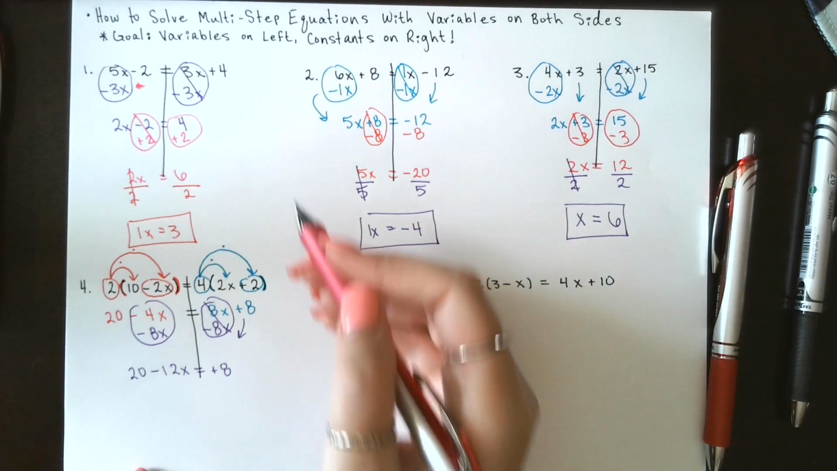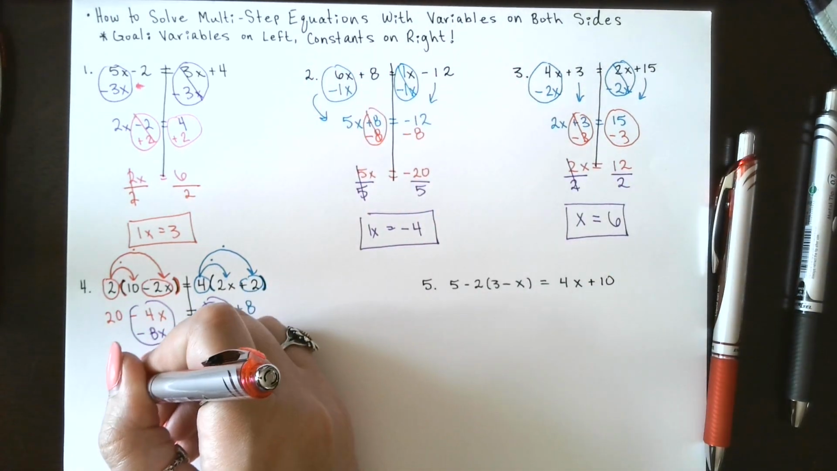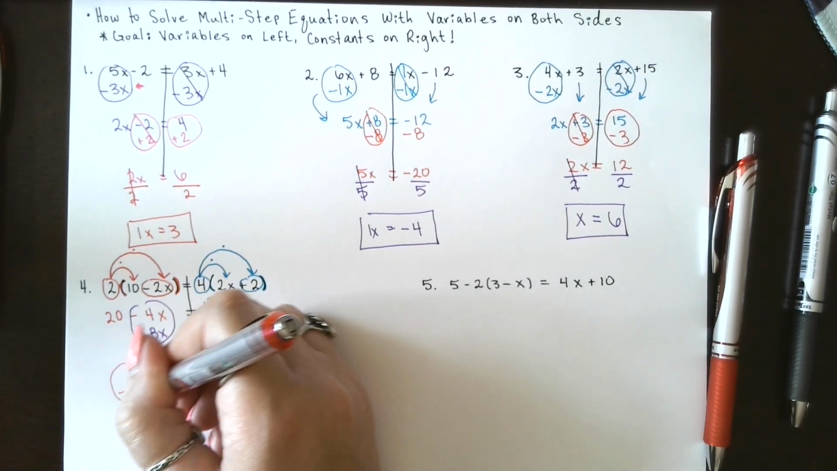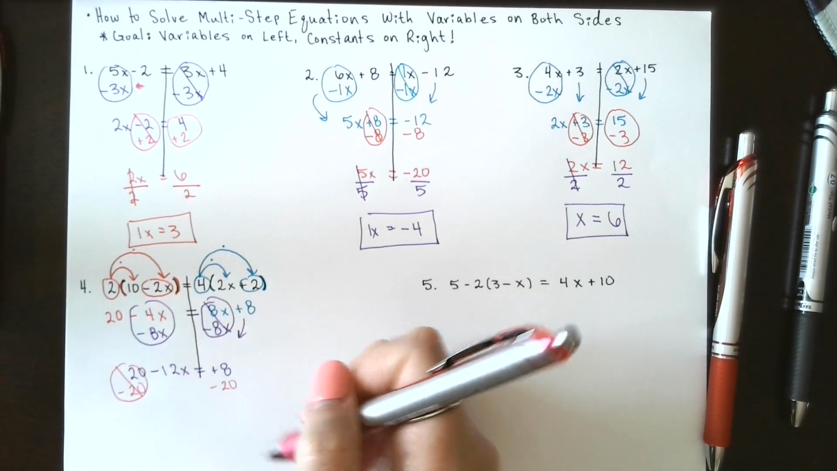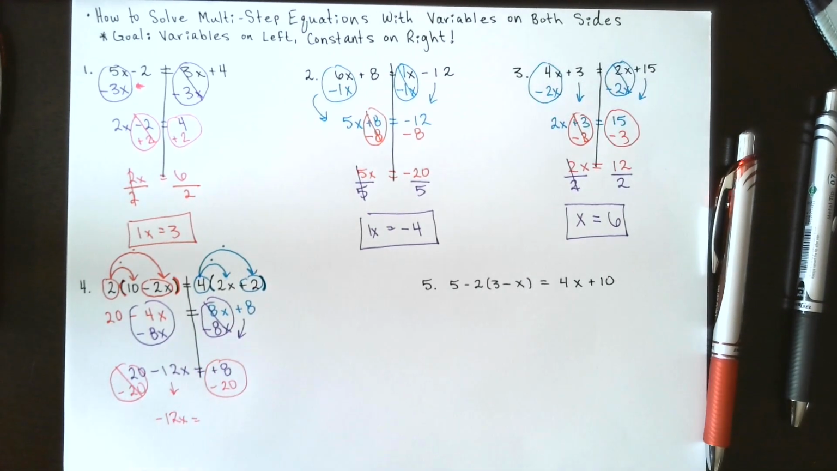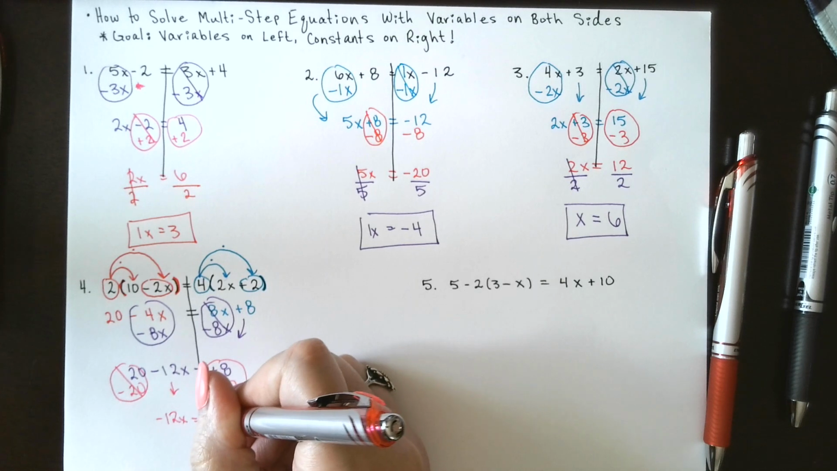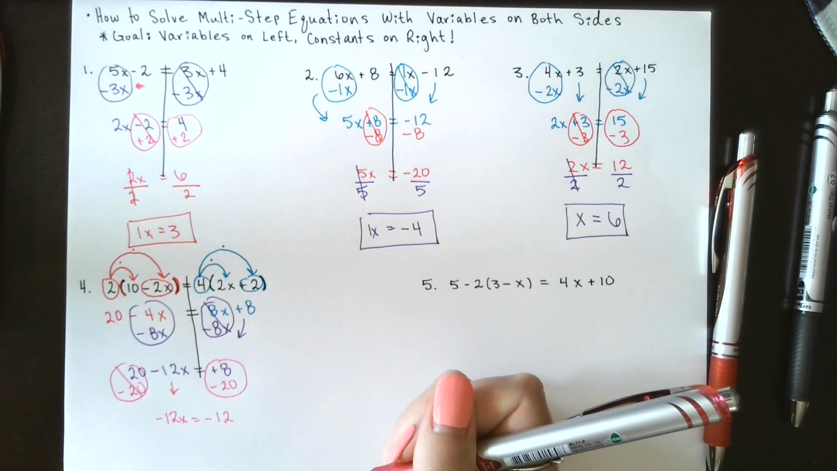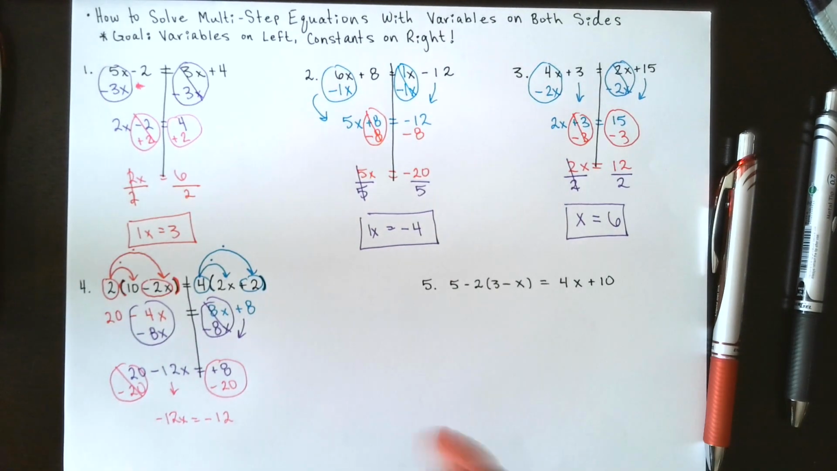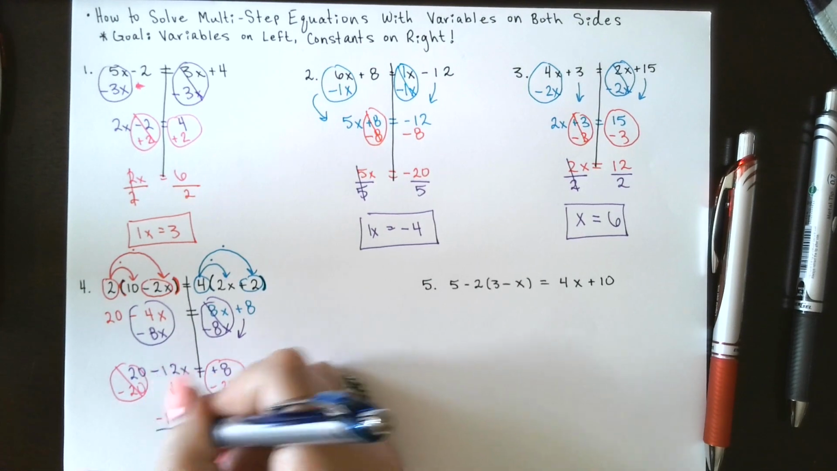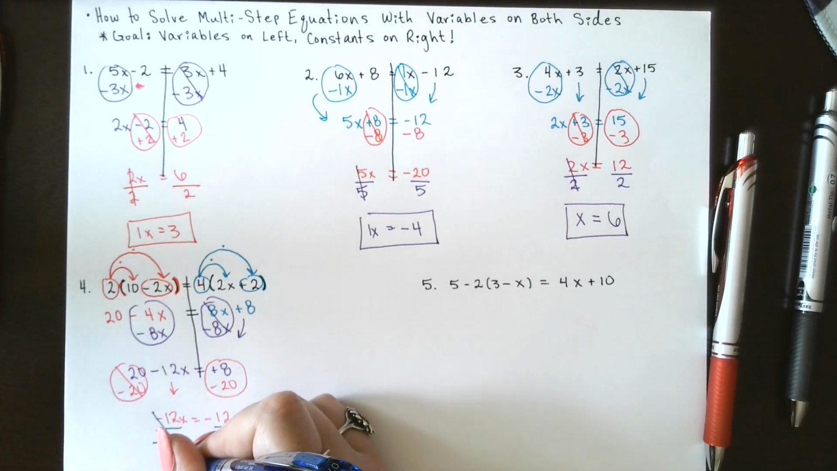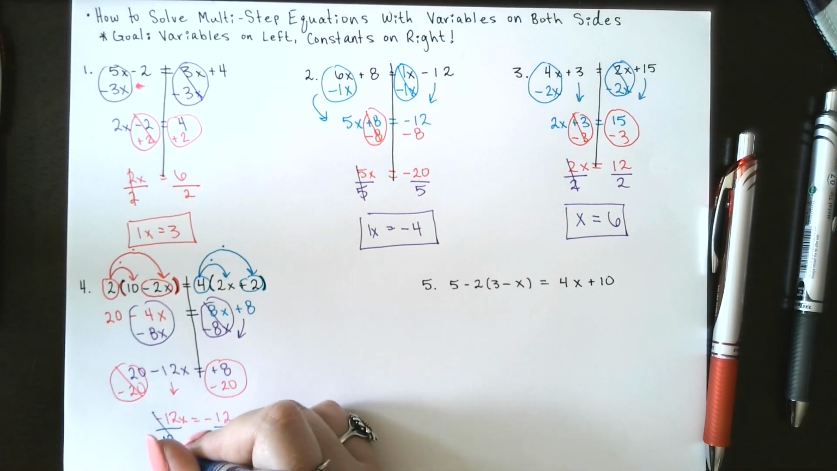Next, we want all of our constants on the right, which means I want to move my 20 from the left to the right-hand side. Doing so, 20 minus 20 cancels. I bring down my negative 12x, and then 8 take away 20 is going to give you negative 12. Now we're almost done. Our last step in this case would be to divide each side by the number stuck to x, which is negative 12. Doing so, we get x equals positive 1.